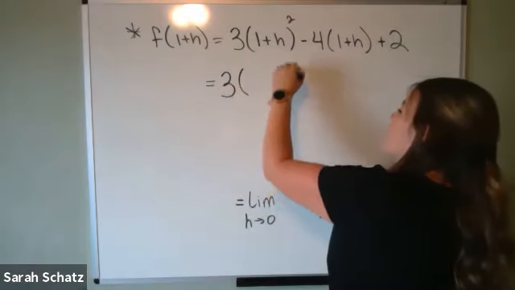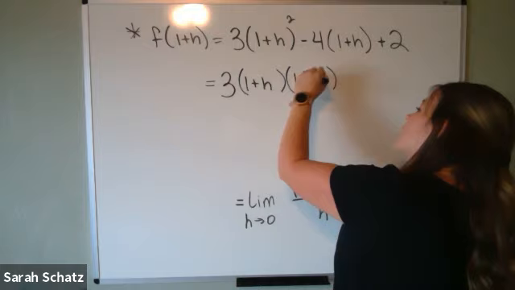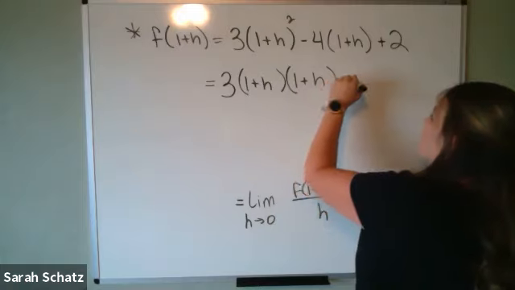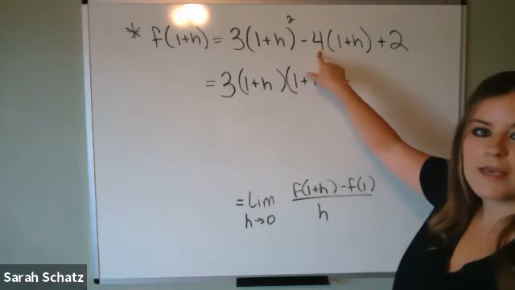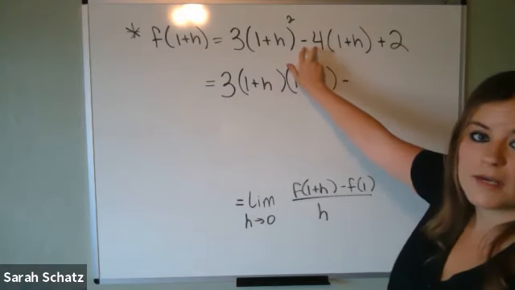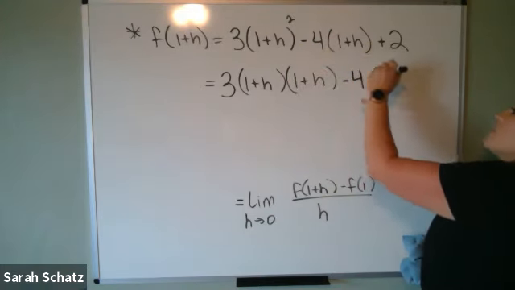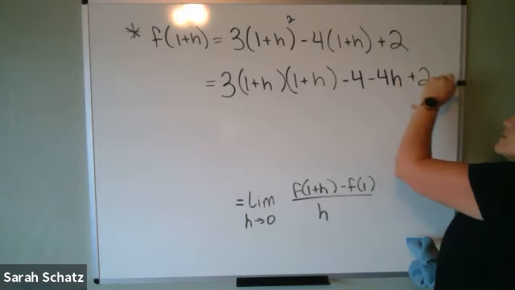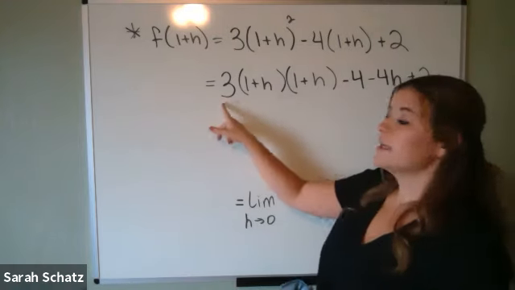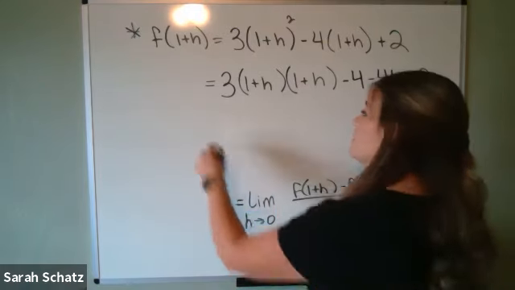Let's go ahead and remember what we're looking for here. So 1 plus h squared is 1 plus h times 1 plus h. I have to FOIL this. Now here, I can absolutely go ahead and distribute this 4 to both of these terms. And notice I am going to be distributing the minus. So I'm going to have minus 4 and then minus 4h. And then I have that plus 2. So let's FOIL this out. Again, I still am not going to touch this 3. I'm not going to send it over to these terms until I FOIL it out.